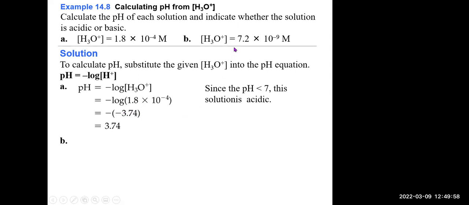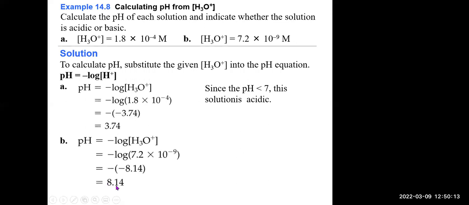For the second part of the question, we have the H3O plus. Again, we can use that as H plus, and we put it in the calculator. We get negative 8.14, so the pH is positive 8.14, which is more than 7, so therefore it's basic.